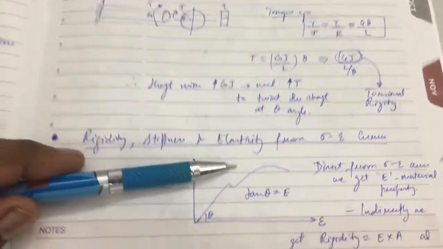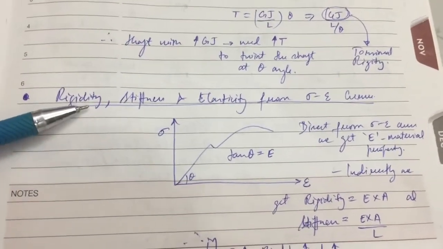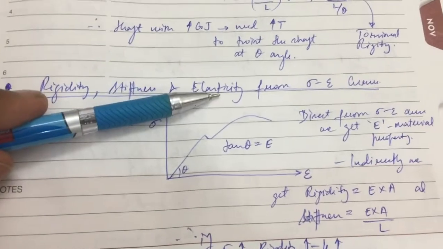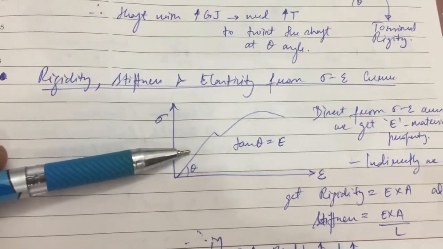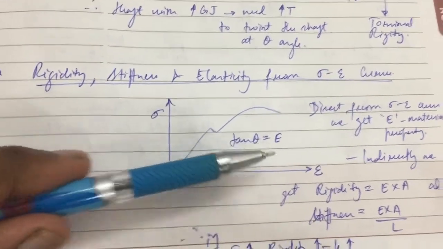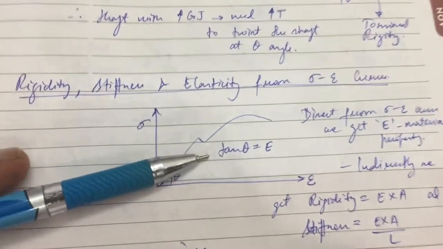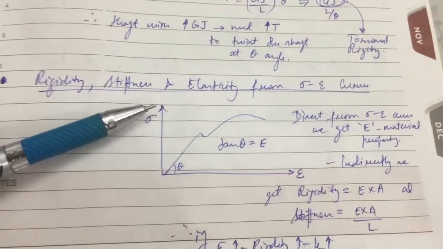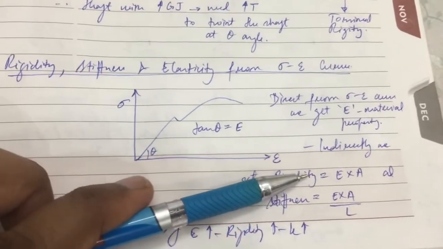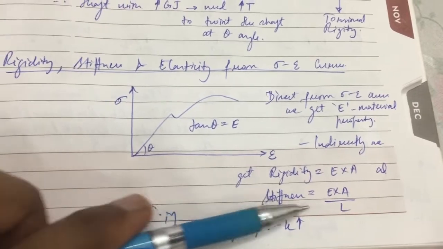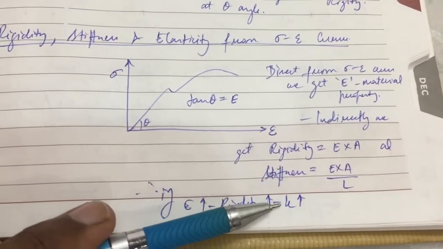From the stress strain curve, we can estimate the rigidity, stiffness, and elasticity. But how? From the stress strain curve, from this proportional limit, we can identify the elasticity, that slope is equal to E. So from E, we get elasticity directly from the stress strain curve, but the rigidity and the stiffness we get indirectly. If we multiply E times A, we get the rigidity, and if we divide by L, we get the stiffness. It means if there is high elasticity, the rigidity is high, as well as the stiffness is high.